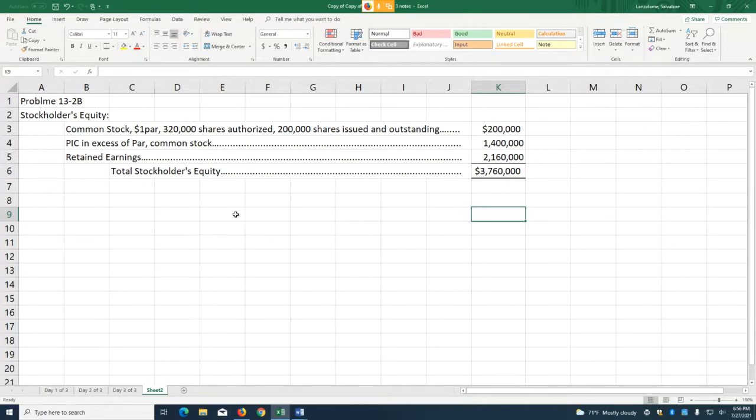All right, so then it goes on to say that was at the end of December 31st of last year. And here come the transactions for this new year. So think of this as 2021, and then we're going to be looking at 2022 transactions.